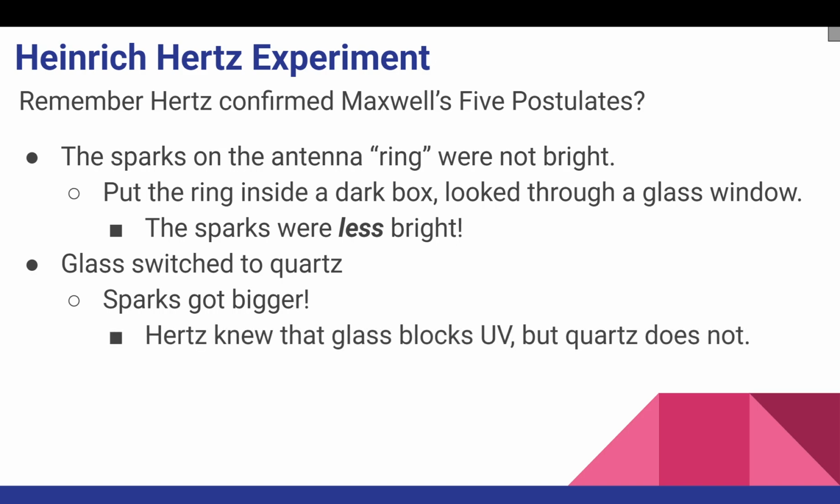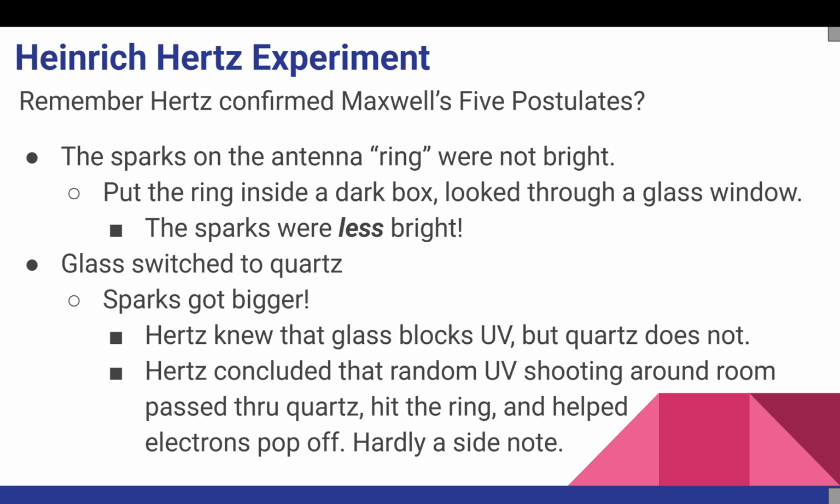And about the only thing that he can really center on is that although glass blocks a lot of UV radiation, at least the glass he was using, quartz doesn't block UV. So he makes a bit of a prediction. It's almost like an afterthought in everything he's doing here because he's focusing on proving the 5 postulates. But he says, you know what? I bet there's random UV that's shooting around in this room and it's easily able to pass through the quartz. It hits the ring and kind of knocks those electrons loose a little bit.